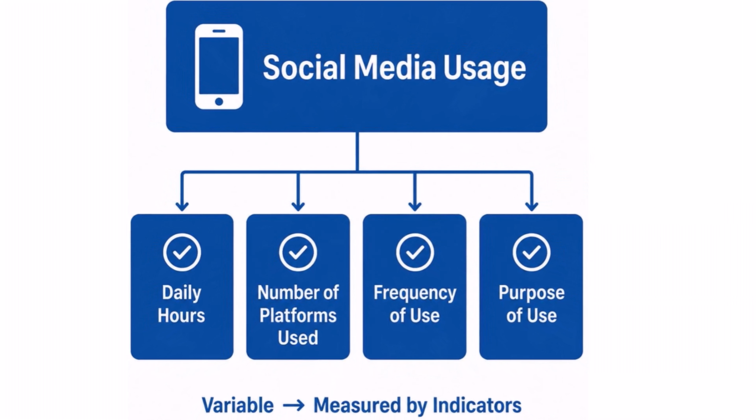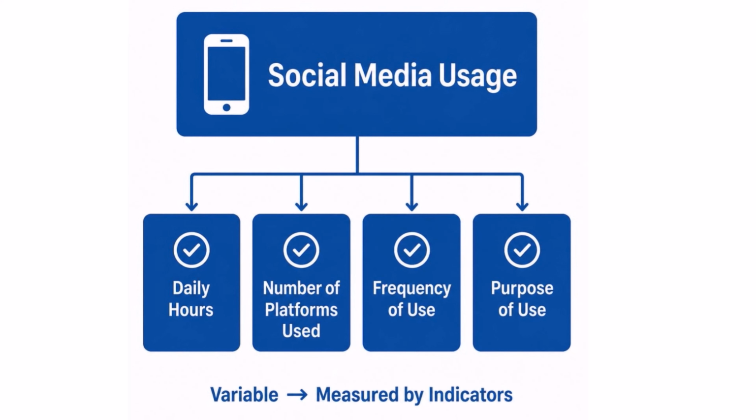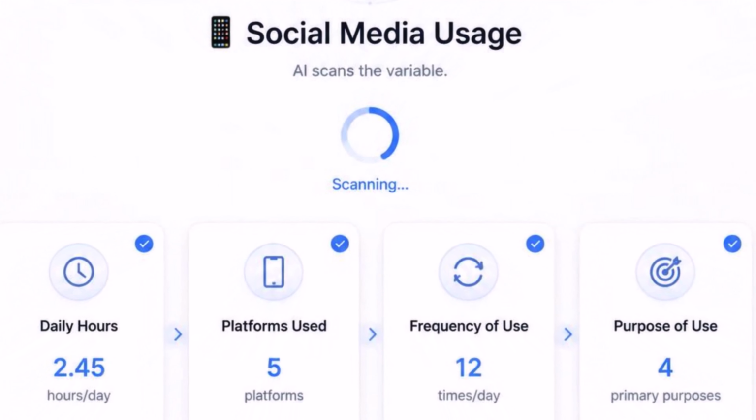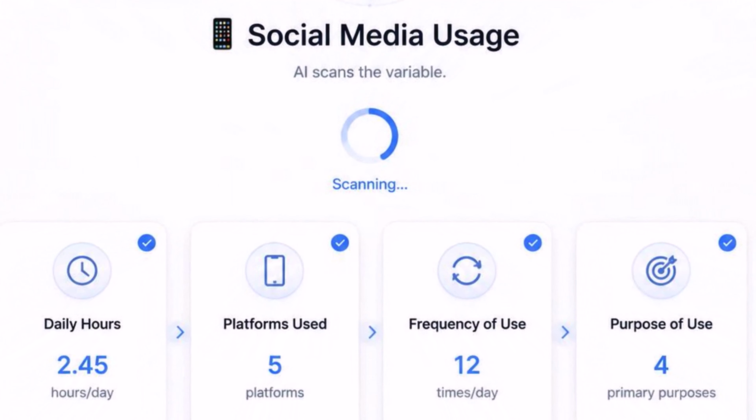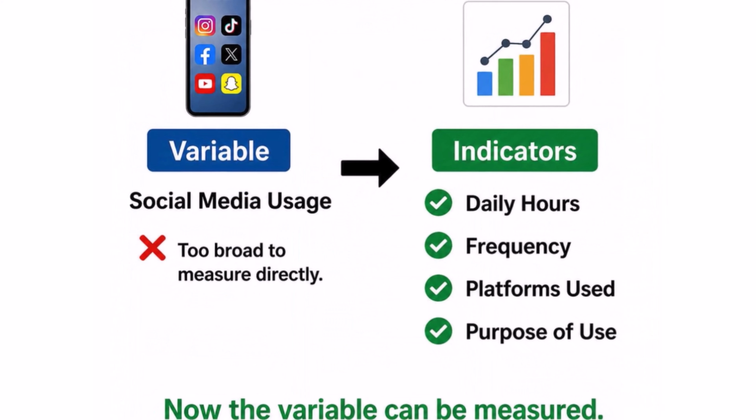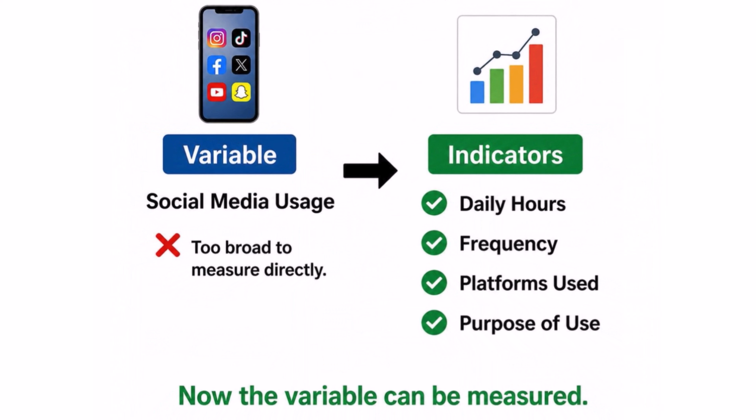Step 7. Find measurement indicators. Finding variables isn't enough. Now you need indicators. Example: variable, social media usage. Possible indicators: daily hours, number of platforms used, frequency of use, purpose of use. Variable, mental health. Indicators: stress, anxiety, depression, emotional well-being. Variable, academic performance. Indicators: GPA, attendance, quiz scores, assignment marks.